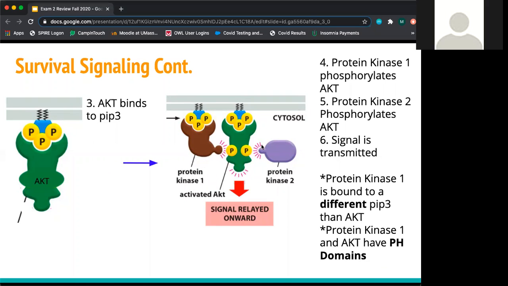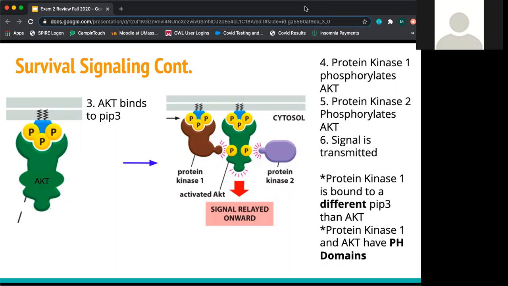Yeah, I'll cover this later. Okay, so once AKT is bound to PIP3, it needs to go through two phosphorylation events in order for the signal to continue. You have your first phosphorylation event by protein kinase 1. It phosphorylates AKT, and then protein kinase 2 is going to phosphorylate AKT.